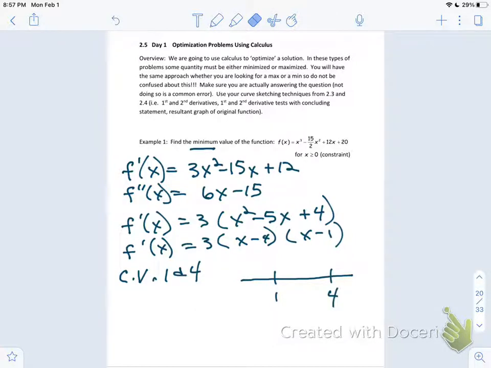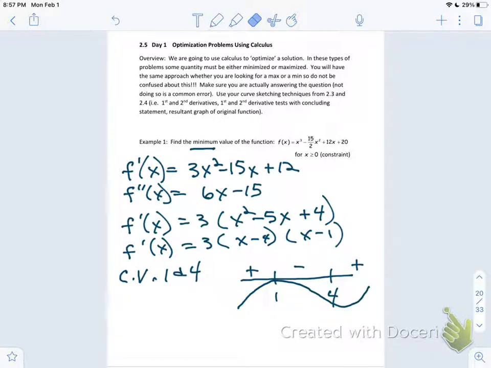Okay, so if I put 0 into my first derivative, I'm going to end up getting 3 times negative 4 times negative 1, which will be a positive. Then if I put 2 in, I'm going to get 3 times a negative 2 times a positive. So that's going to be a negative. And then if I put a 5 in, I'll get a positive times a positive times a positive. So what does this look like? This is what this looks like so far.